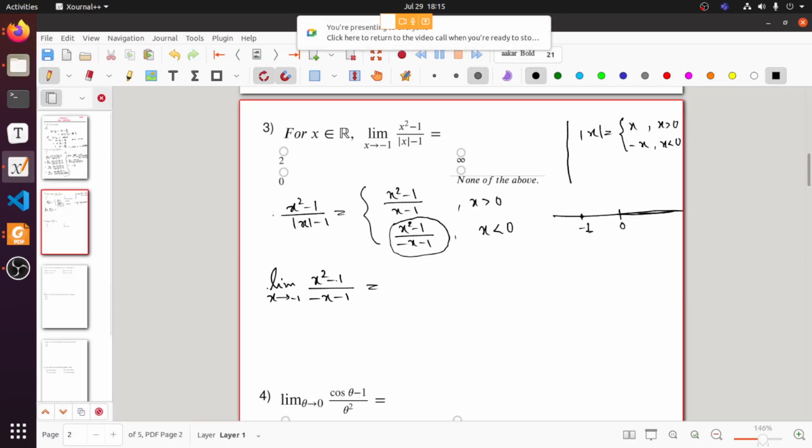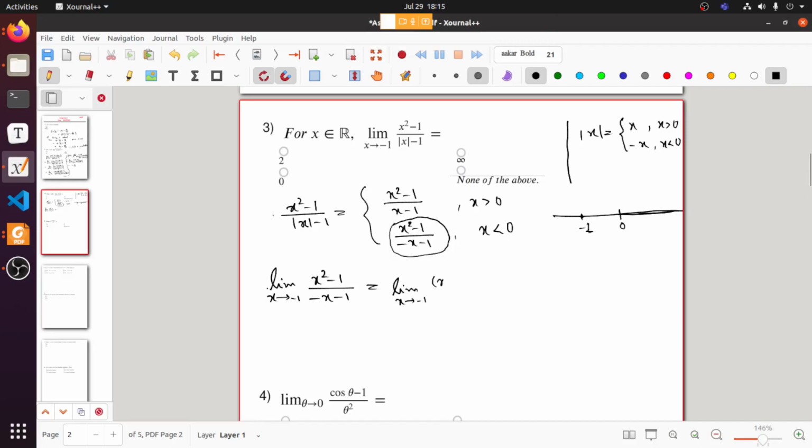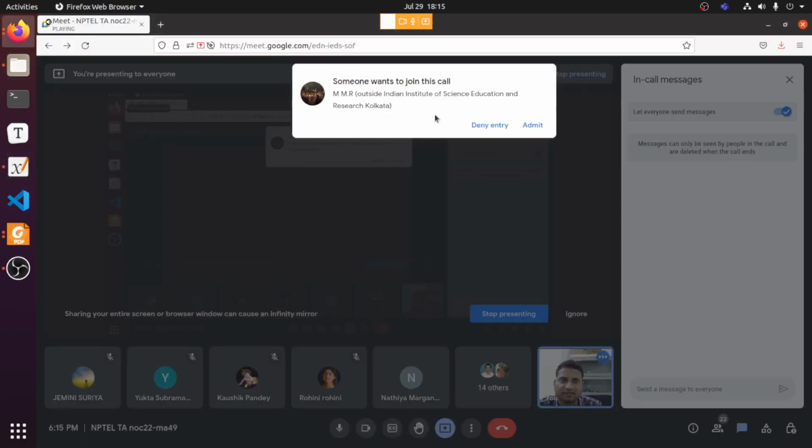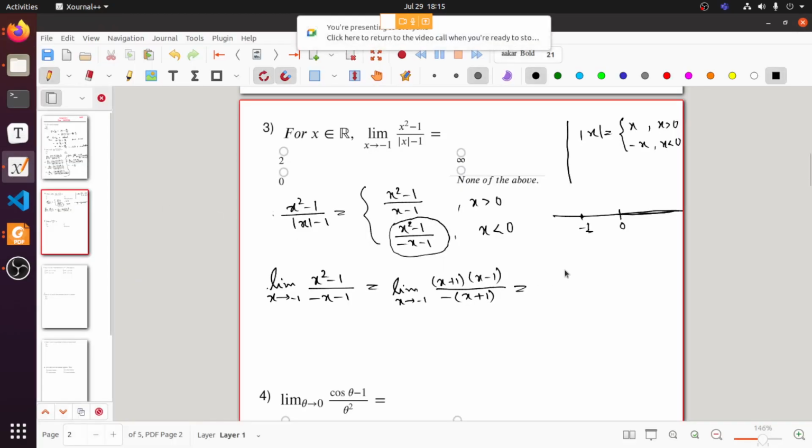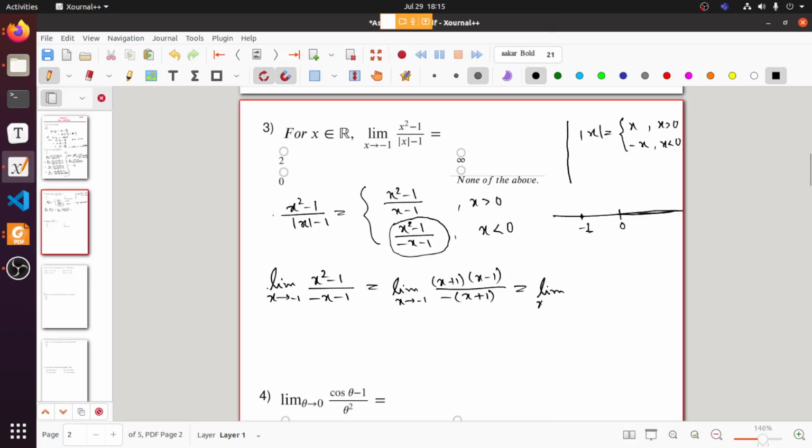Now factorize the numerator. What will be the factors of the numerator? You can write x plus 1 and x minus 1, right? And the denominator you can write like this. Now x cannot be minus 1, right? If x equals minus 1, then the denominator will be 0, so it will be undefined. So x is not equal to minus 1. So you can cancel out x plus 1 from the numerator and denominator. So this will be x minus 1 by minus 1, right?